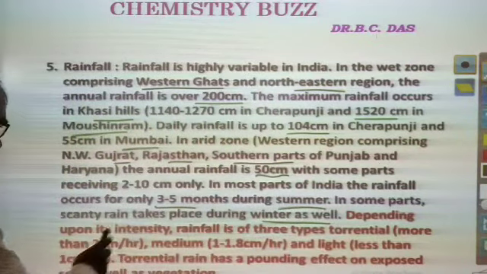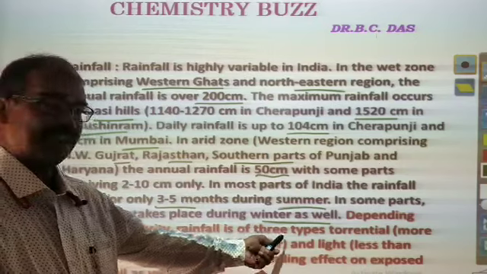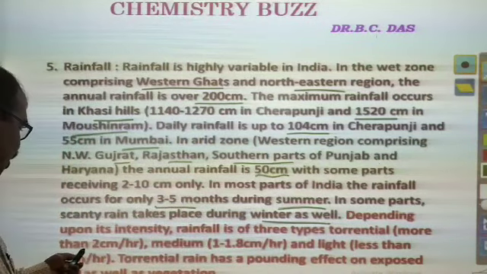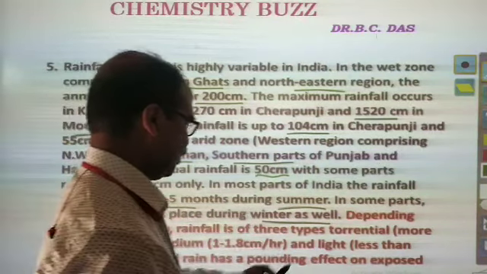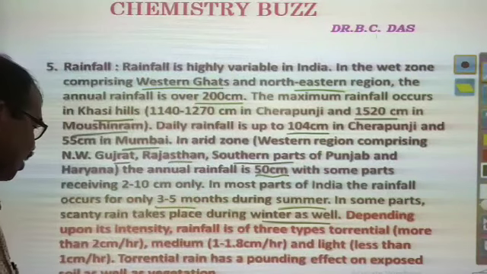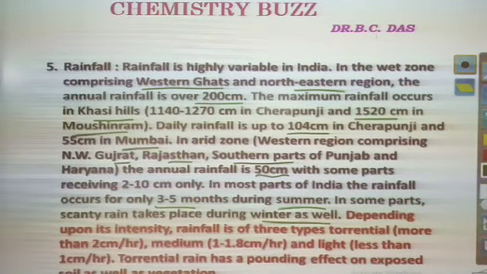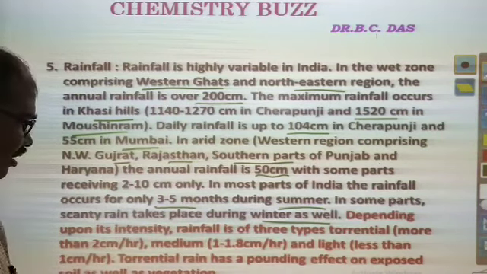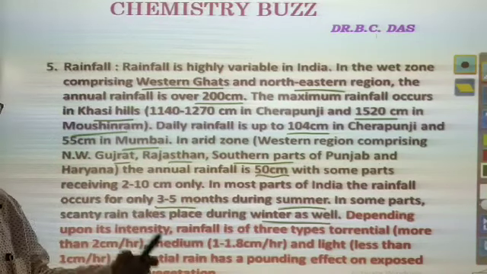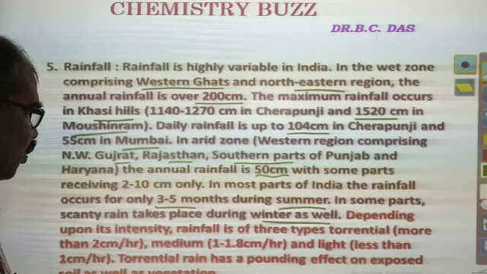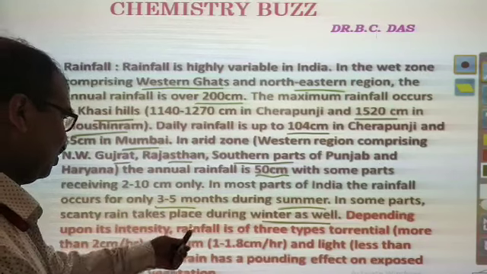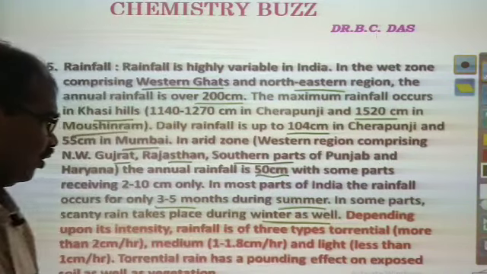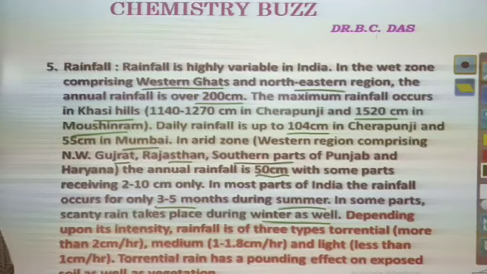Depending upon its intensity, rainfall is of 3 types: torrential, more than 2 centimeters per hour; medium, 1 to 1.8 centimeters per hour; and light, less than 1 centimeter per hour. The torrential rain has a pounding effect on exposed soil as well as vegetation. Torrential rain is very harmful to the ecosystem and causes soil erosion and loss of vegetation. So there are 3 types of rainfall: torrential, medium and light.